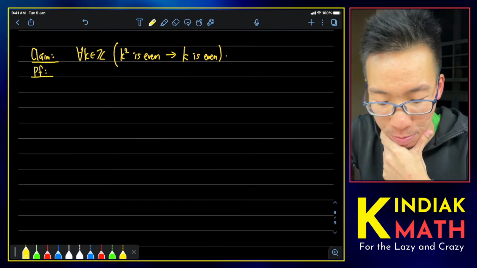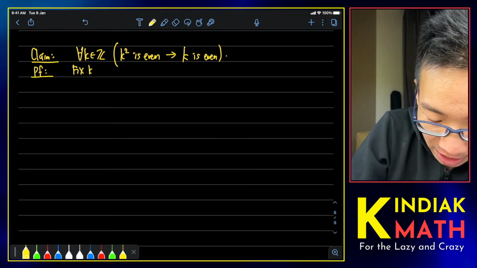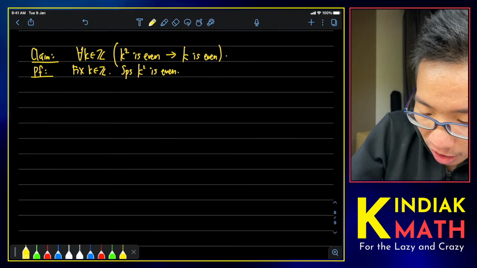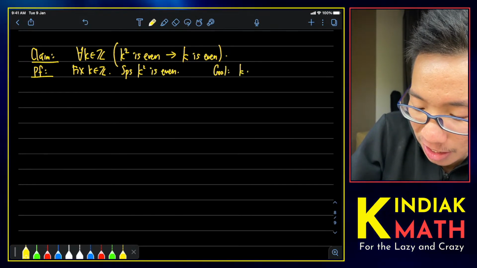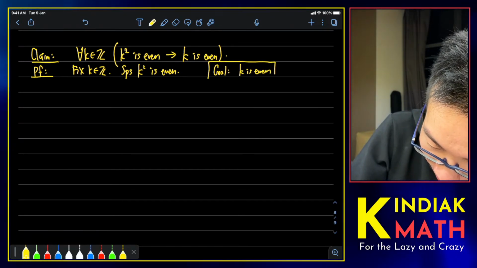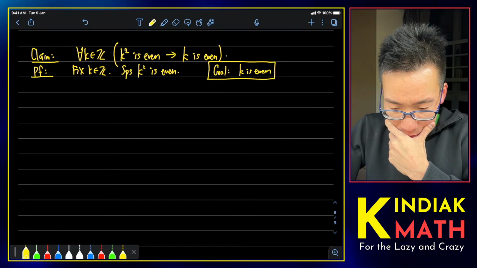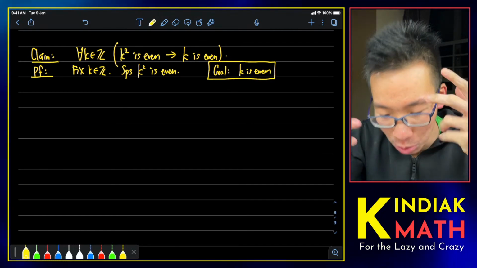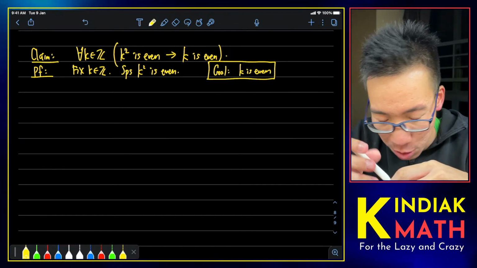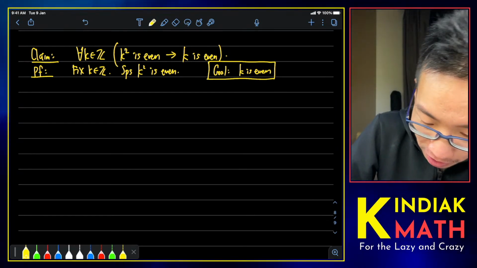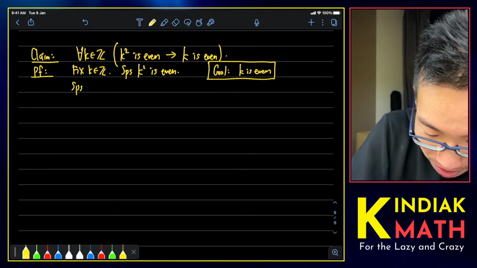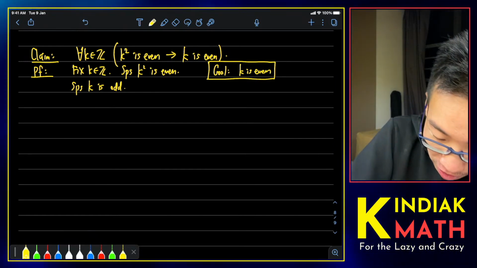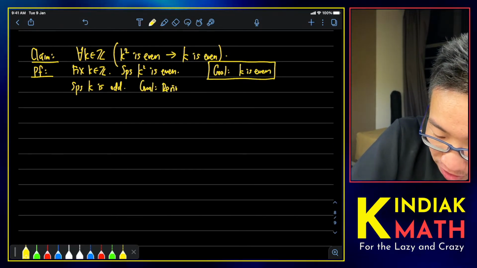And how are we going to prove it? We'll fix k in Z, and we'll suppose k squared is even. Our goal is that k is even. Well, it's very hard to start. I mean, how am I supposed to work with k squared? It's very hard to even do factorizations and avoid weird square roots and whatnot. So why not, for a contradiction, suppose k is odd. Let's try to derive a contradiction. Goal: derive contradiction.